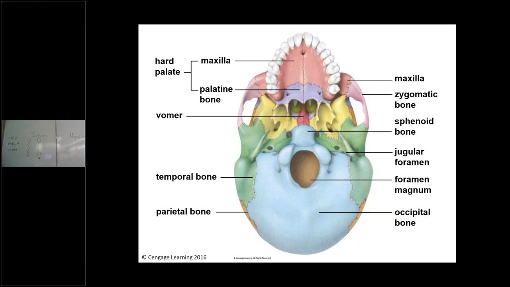Can you write that down? Foramen, F-O-R-A-M-E-N. Foramen is a hole. So if I say foramen magnum, that's a big whopping hole, right? Foramen magnum, big hole.